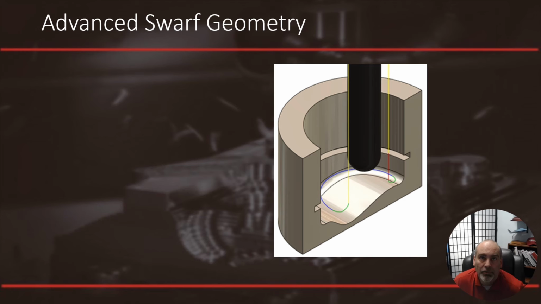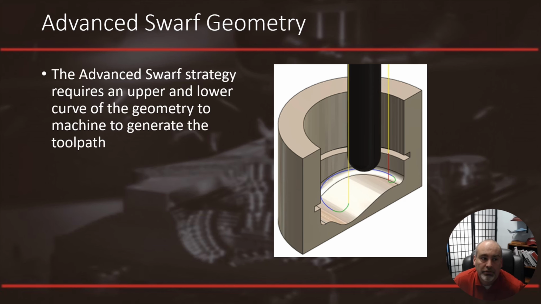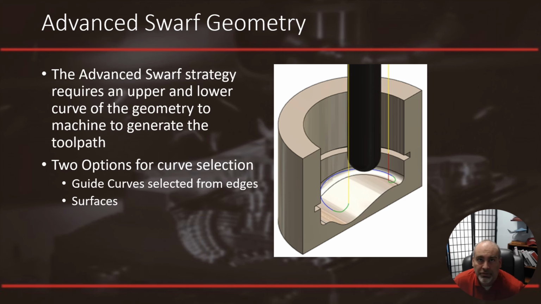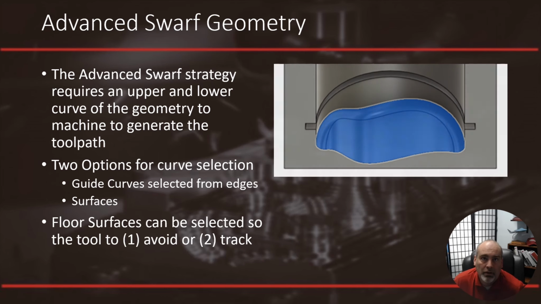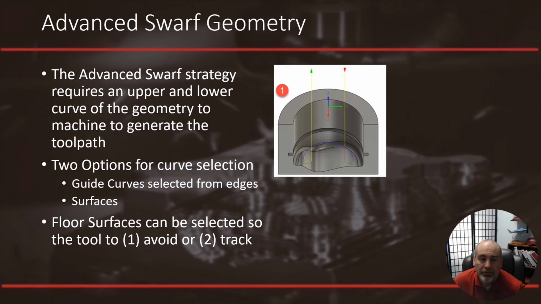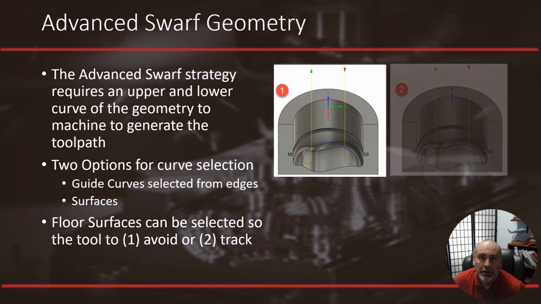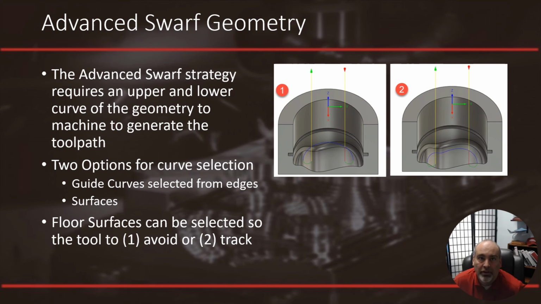The Advanced Swarf strategy requires an upper and lower guide curve to generate the toolpath. The two options for curve selection are guide curves selected from edges or surfaces. Floor surfaces can be selected so the tool can either avoid the surface without hitting it, or, if the checkbox is selected, track the floor to do a cleanup cut.